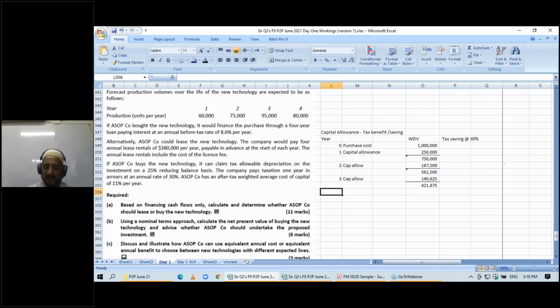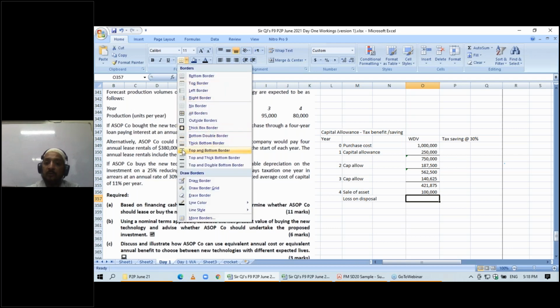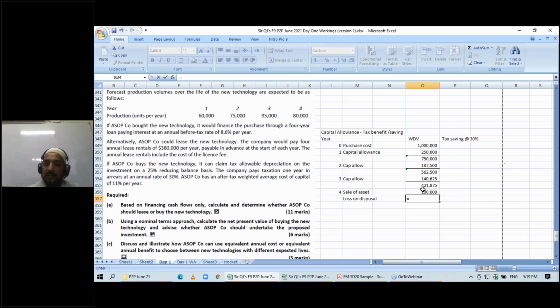Now, in the end, in the fourth year, the last year of the project will not attract a capital allowance. You will have to calculate a gain or loss on disposal. So in the last year, the asset has been disposed of at 1 lakh. So if it has been disposed of at 1 lakh, you will incur a loss on disposal. So if you incur a loss, this loss can be deducted from your taxable income and will reduce your taxable income and will save some tax money at 30%. So the loss amount is 321,875.